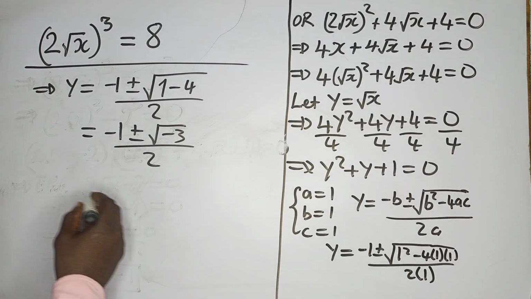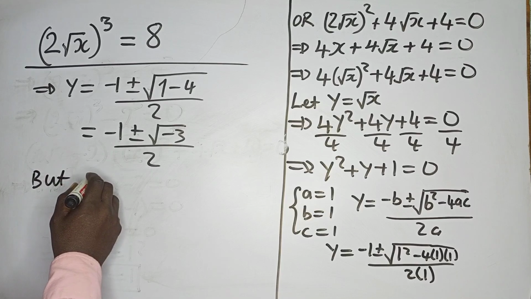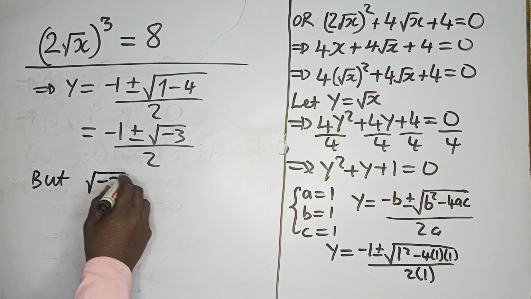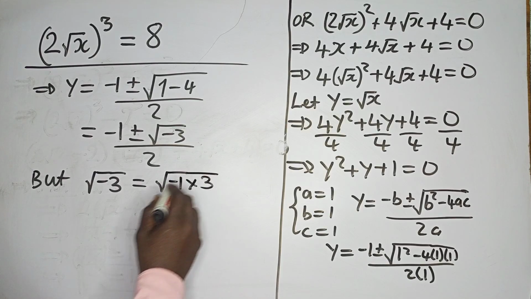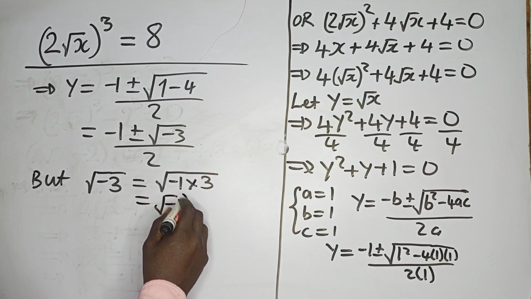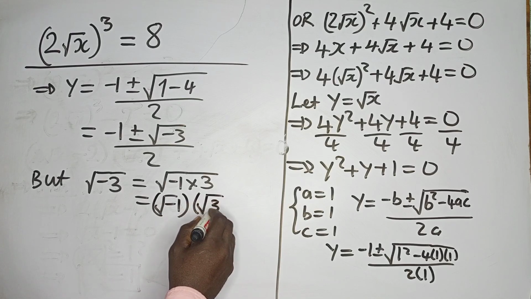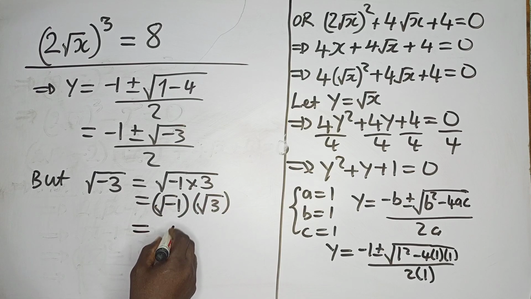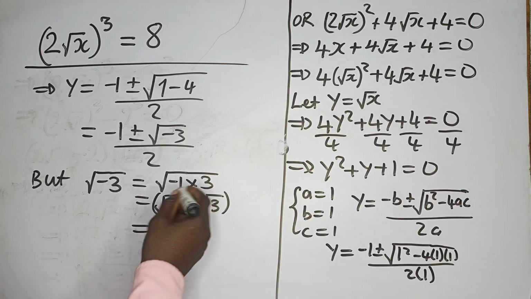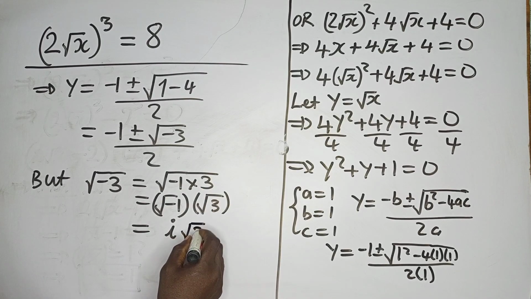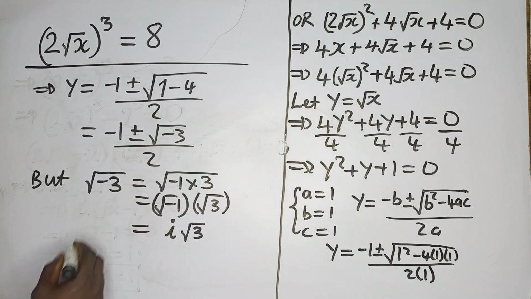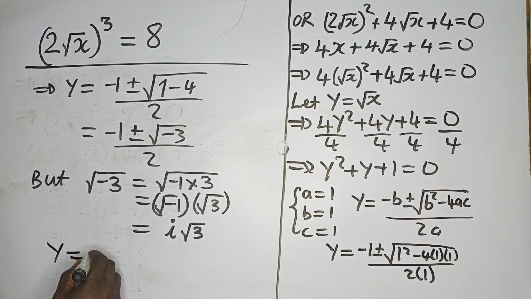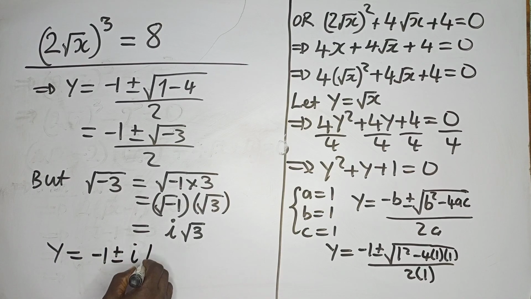Okay, but we know that we can evaluate root negative 3 by first of all writing it as root of negative 1 times 3. This is root of negative 1 multiplied by root of 3. And the root of negative 1 is the imaginary number i. So all of that expression gives us i root 3. So root negative 3 is i root 3. So we'll put it there. So y is equal to negative 1 plus or minus i root 3, all over 2.